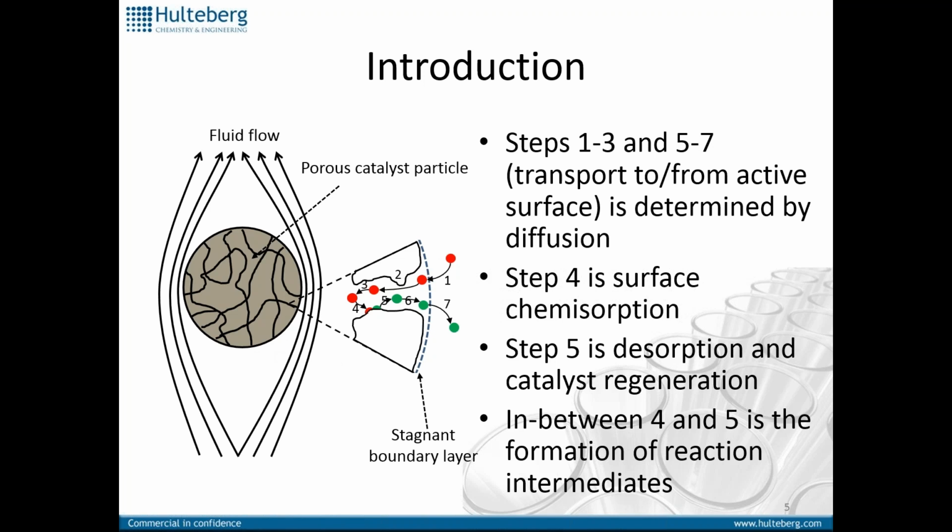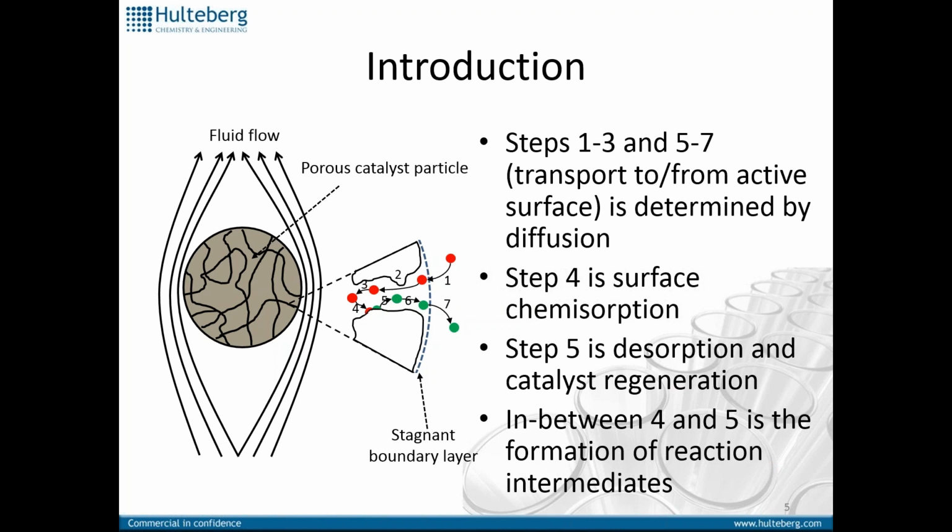So if we look at the actual cycle, we have a molecule diffusing from the bulk to the surface of the catalyst, continue diffusing inside the pores and adsorbing on a surface, reacting, desorbing, pore diffusion out, and bulk diffusion out through the stagnant boundary layer.